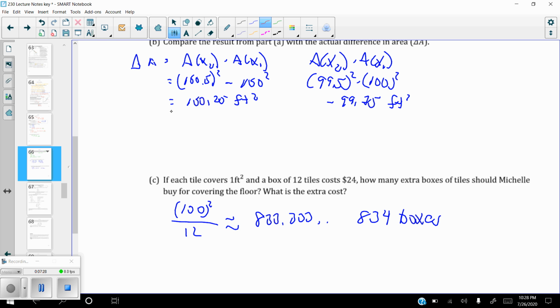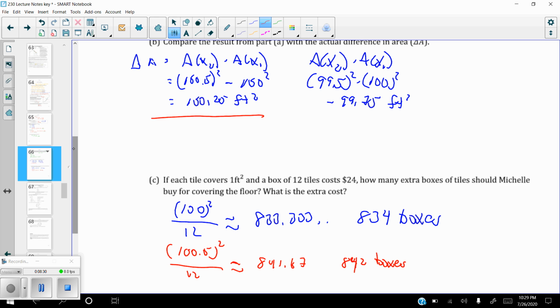So we're going to use information from this one right here in order to figure that out. We're going to need to take the 100.5 squared, because that's what it would be if we had the extra space, and then we'll divide that by 12, and let's see what that's going to give us approximately. Looks like that's going to be 841.67, which means that we would have to have 842 boxes to cover it if we had an error that said the actual area is bigger than what we thought. So we'd have to have 842 boxes.